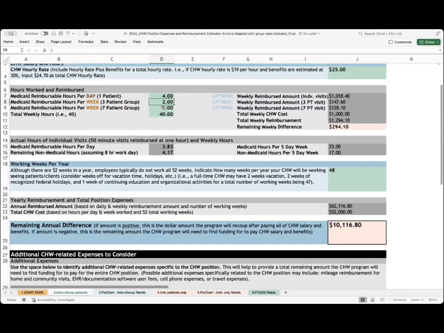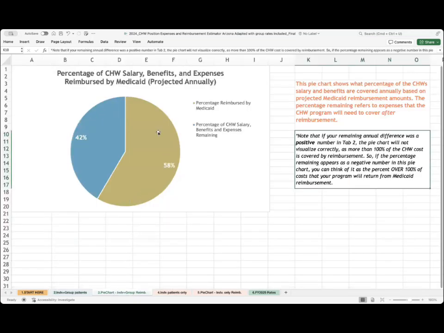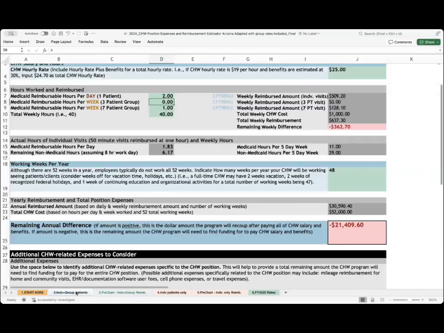Now, we realize that that isn't necessarily going to happen. You may never see those small groups, and you may only really do 2 hours a day with individuals. And so your pie chart might look more like this, which is nearly 60% of the physician costs being covered by reimbursement, and the remaining 42% would be covered by the program. And that was with just, sorry if I moved too fast, just 2 hours per day with individual patients and one large group session per week. That's what our estimate looked like.